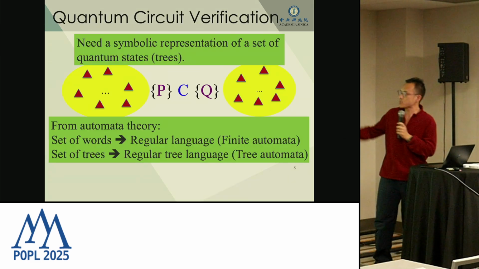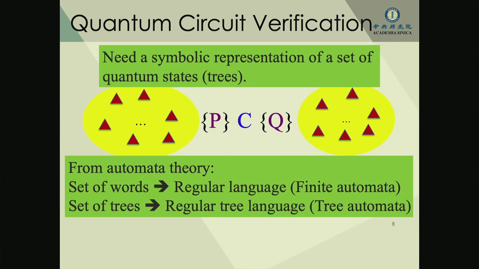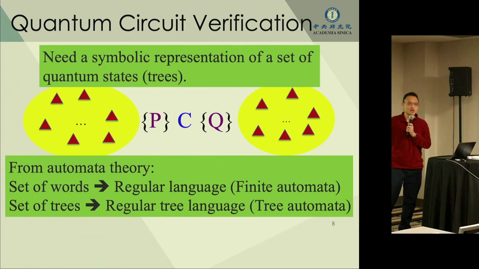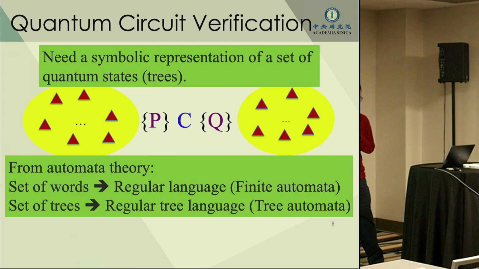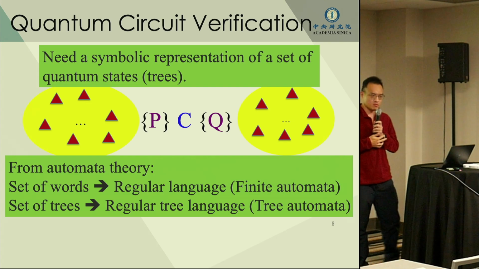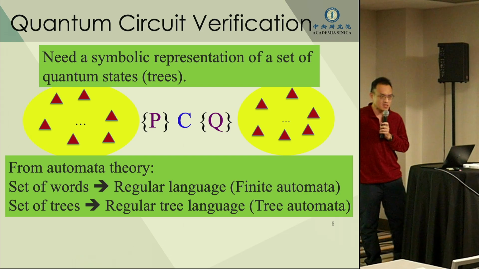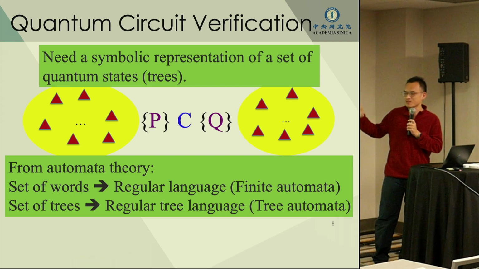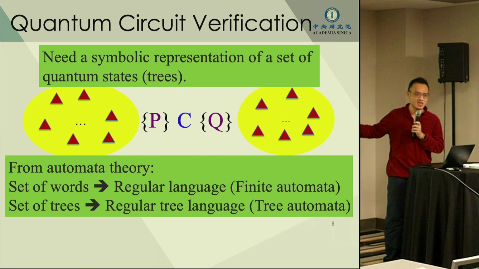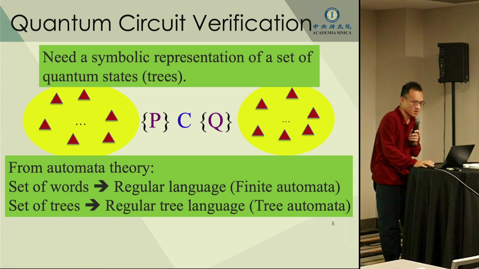So our idea borrows from automata theory. In automata, we use regular languages, or let's say automata, to capture a set of strings. And there's another version of automata, called tree automata, or regular tree languages, that can capture a set of trees. Because this is a standard model to capture a set of trees, that's the beginning point. We think, okay, let's try tree automata to capture a set of quantum states. And based on this, we create the automatic verification framework.